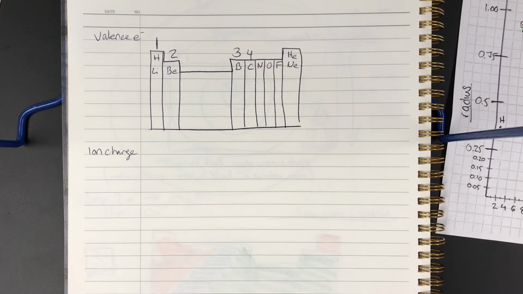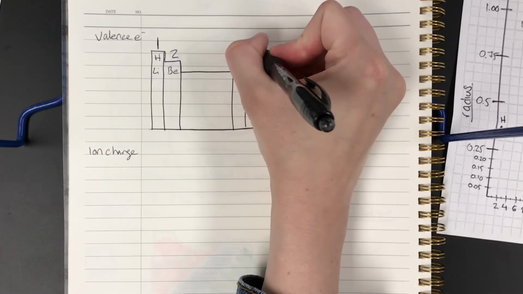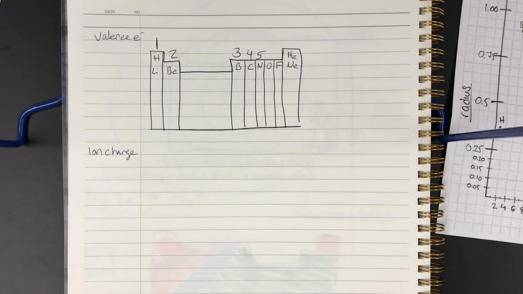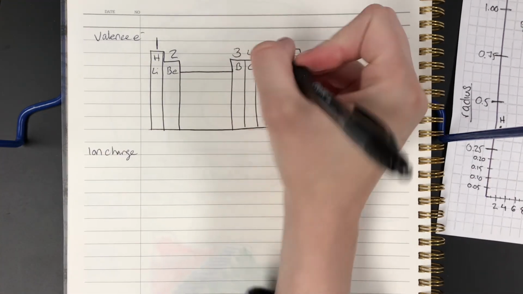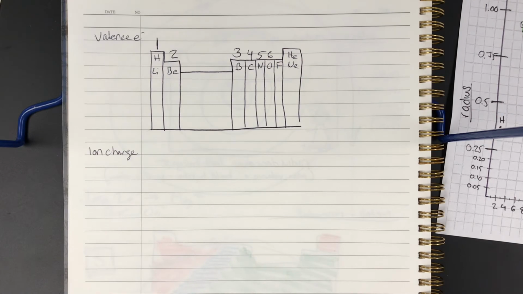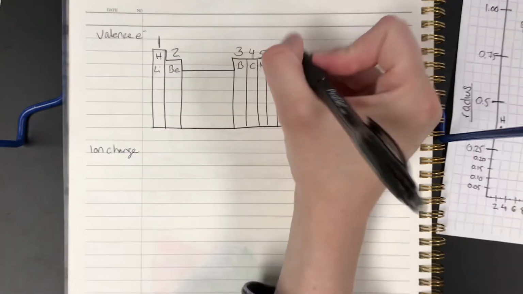How many valence electrons does nitrogen have, and the rest of the ones in that family? 5. How many valence electrons does oxygen have and the rest of its family? 6. And for fluorine, and the rest of its family? 7.